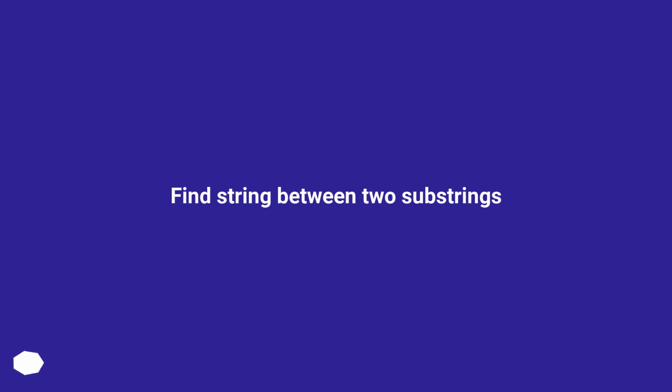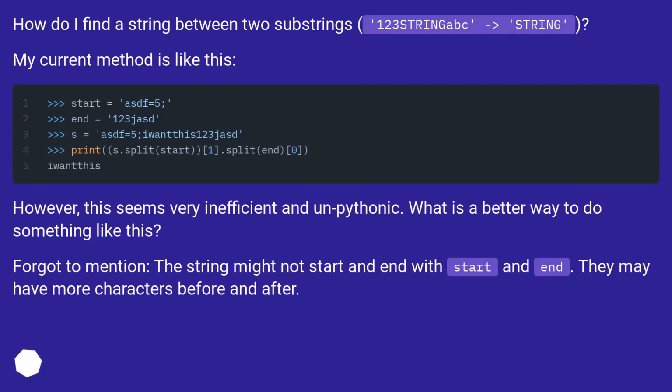Find string between two substrings. How do I find a string between two substrings? For example, given the string 123 string up, I want the middle part. My current method is like this. However, this seems very inefficient and unpythonic. What is a better way to do something like this?